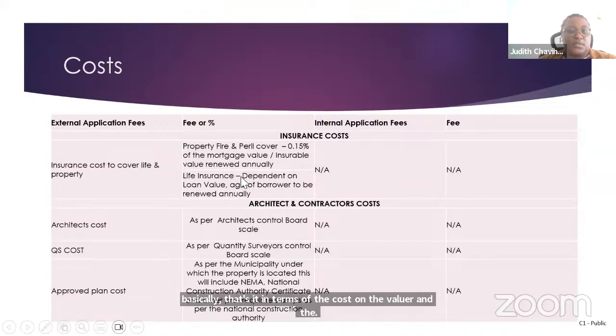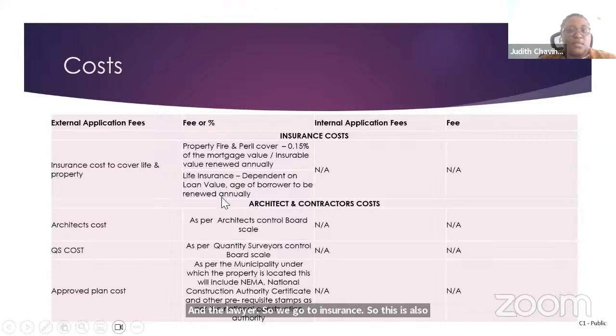So we go to insurance costs. This is also a cost that is normally borne by the member. The member will seek insurance for property and peril cover of 0.15% of the mortgage value, the insurable value, renewed annually. So once you have the mortgage insured this year, it will be renewed every year at 0.1% of the mortgage value, depending on the value at that time.